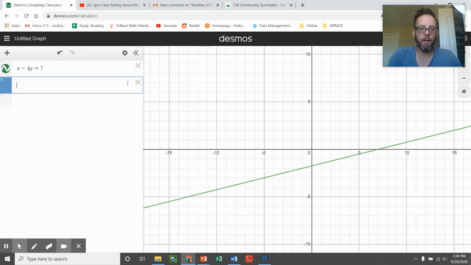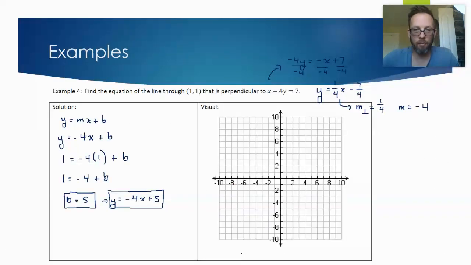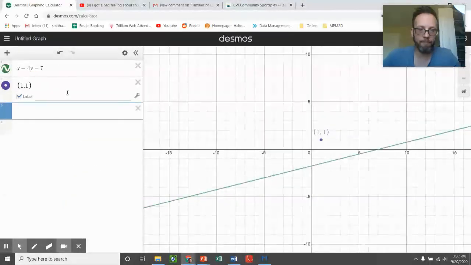Let's go to the next line. Can I plot the point 1, 1? I believe I can. Oh man, this is amazing. And I can label it. Guys, Desmos is the real deal. And now let's graph what we think the answer is. So we think the answer is negative 4x plus 5.